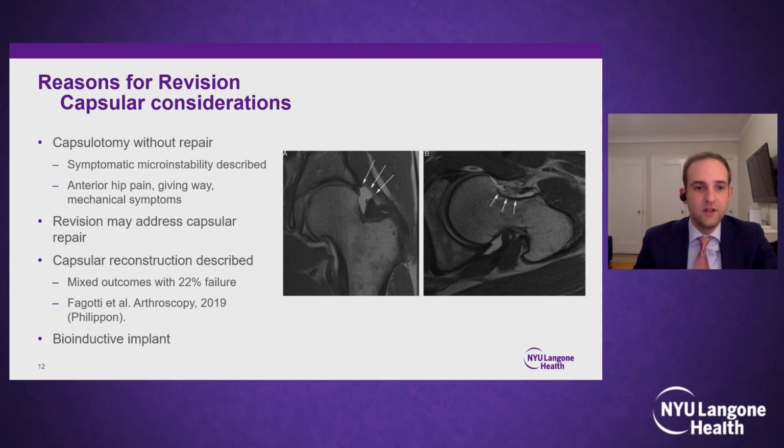All right, good. So although debatable, capsulotomy without repair is thought to be associated with symptomatic microinstability, which may lead to mechanical symptoms like catching, clicking, popping, and not repairing the capsule may also lead to the development of adhesions, which can be symptomatic. So in the revision setting, it actually may be possible to repair the capsule, which can help address some of these issues. Capsular reconstruction has also been described. So far, I would say that's in the early stages. And there's been mixed outcomes with at least one study reporting a 22% failure rate.